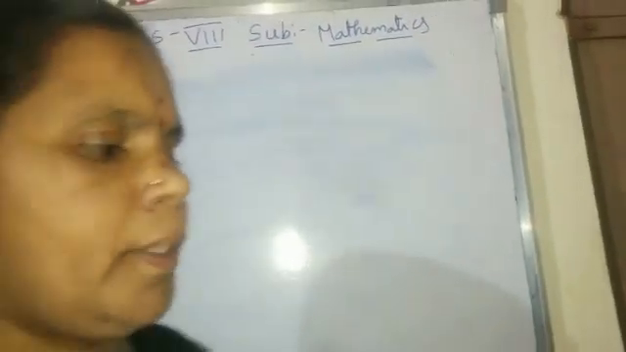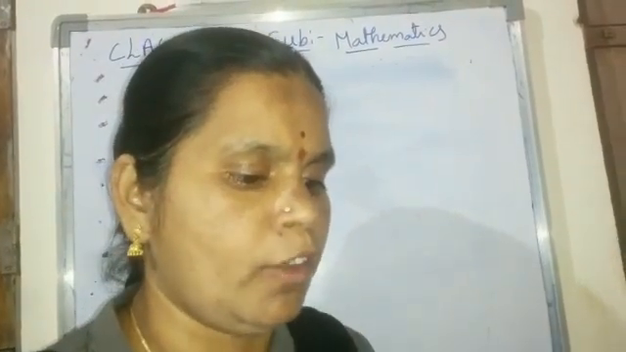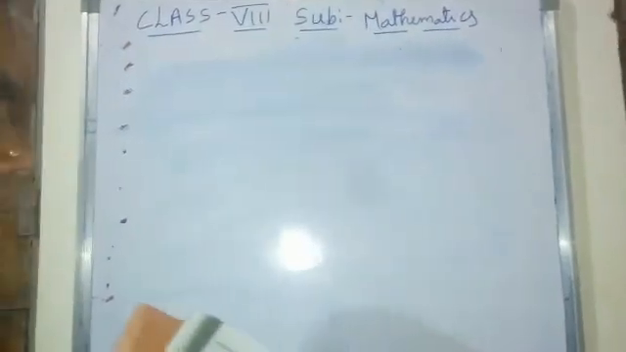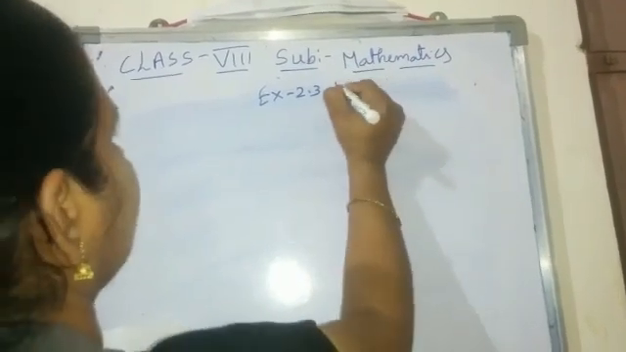See children, all of you open your textbook, exercise 2.3, page number 30. Solve the following equations and check your result.